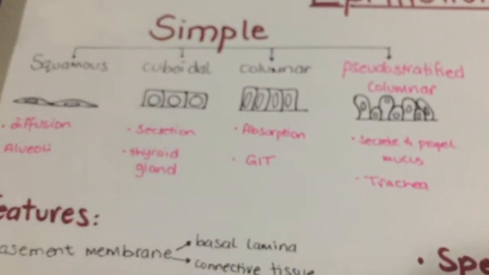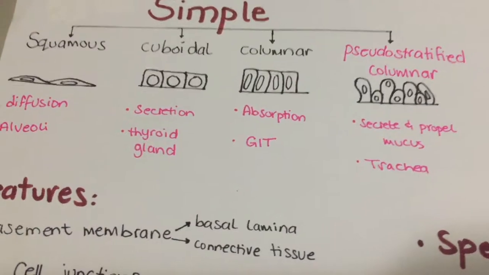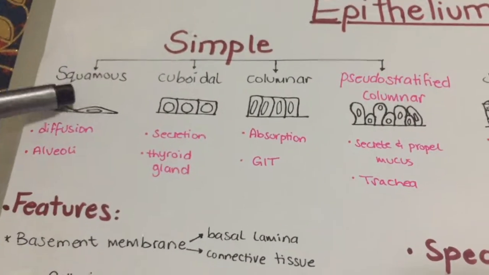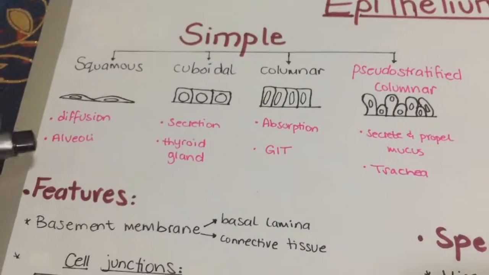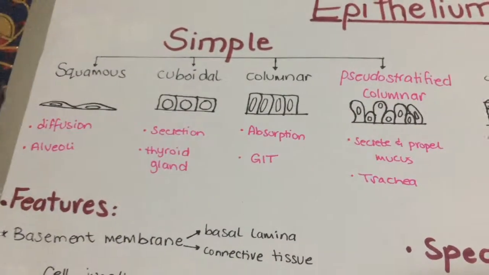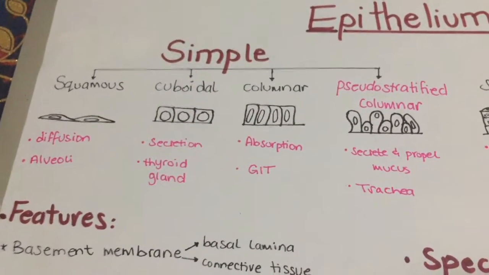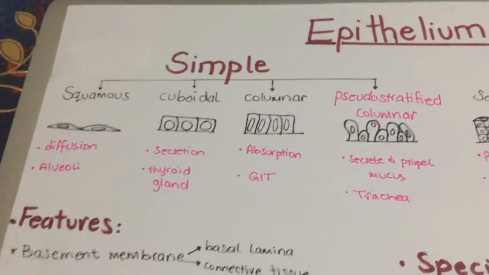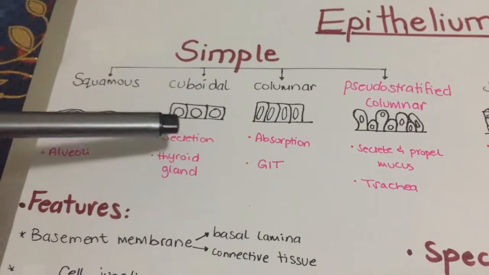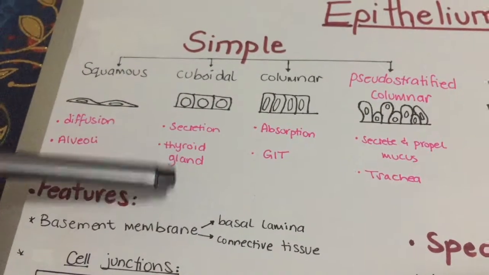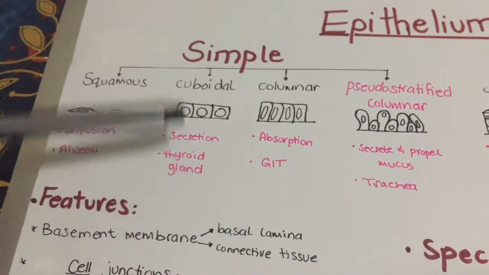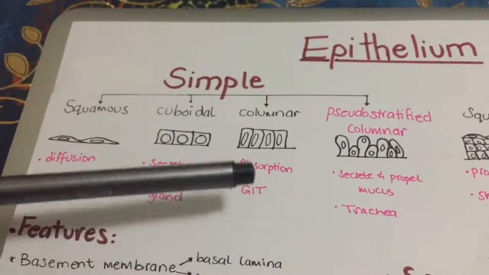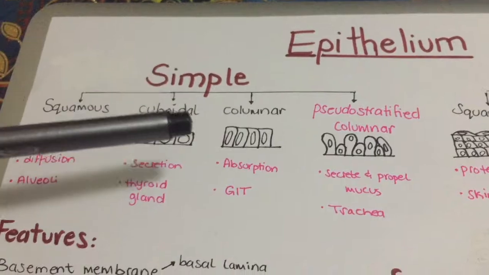Okay, now that we've explained the shape, we're going to go quickly through the functions. For the squamous, since it's flat and very small, it allows diffusion. So it's found in areas where there's a lot of diffusion, like capillaries, blood vessels, alveoli, and so on. For cuboidal, it's mostly secretion, so it's found in glands, like the thyroid gland, for example. For columnar, it's for absorption, so it's found in the GIT, mostly in the intestines.